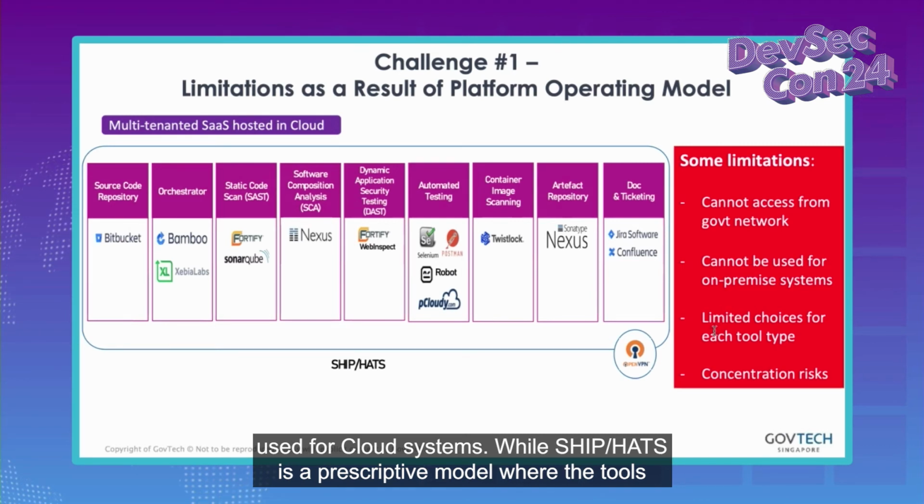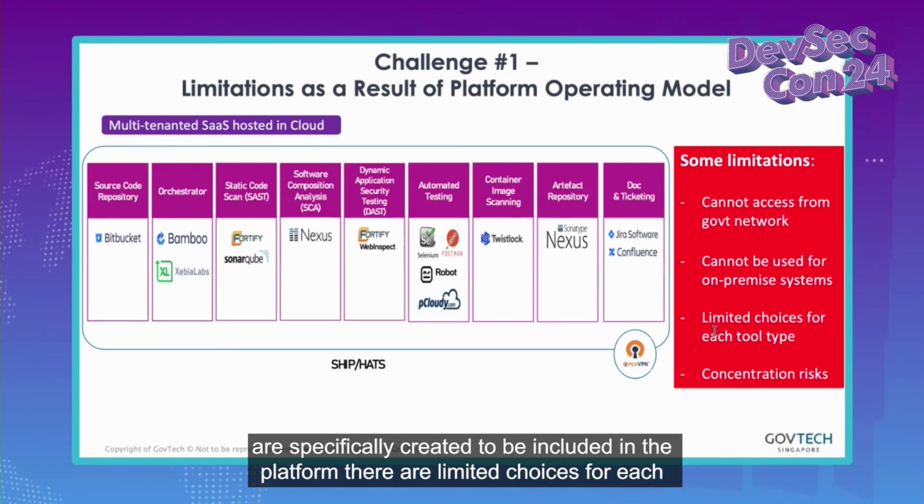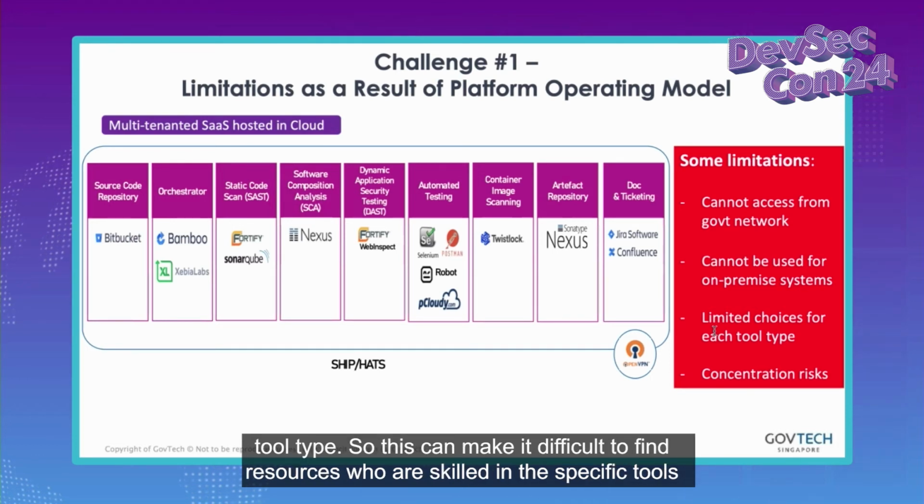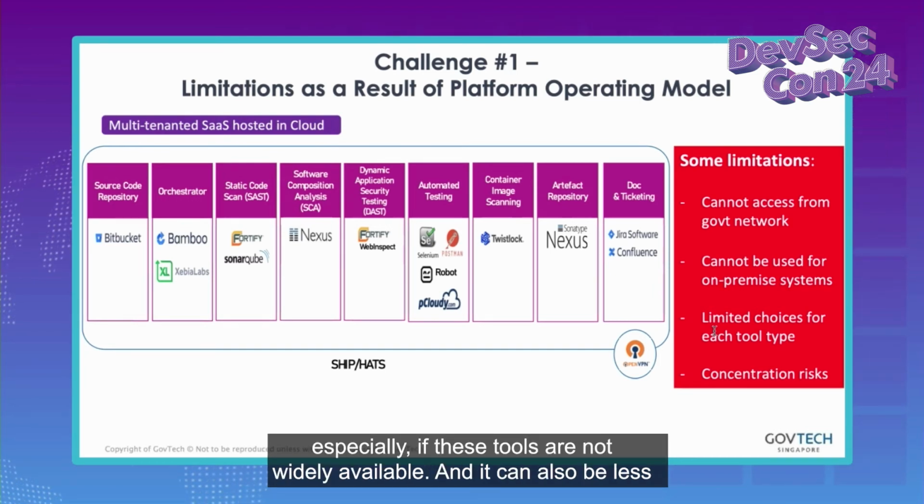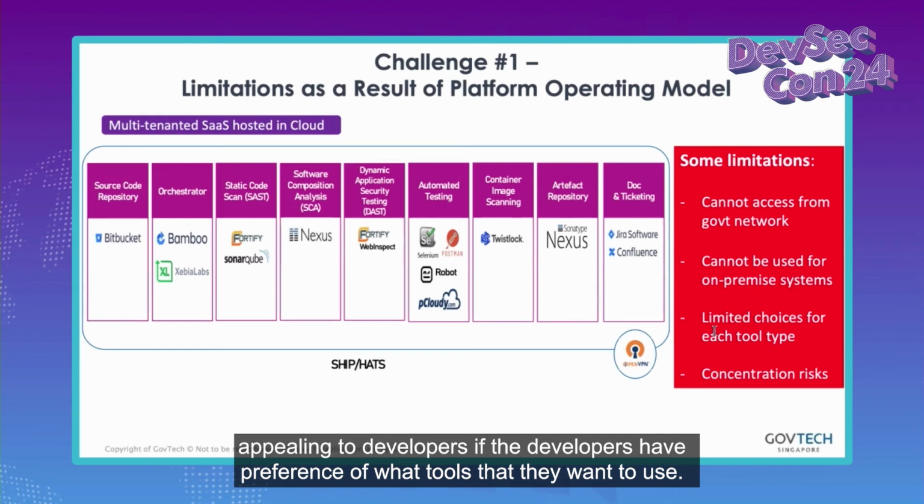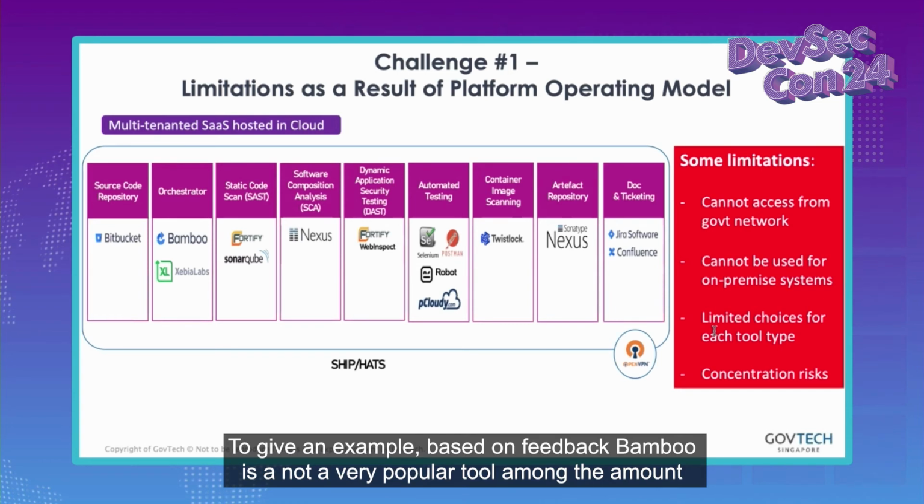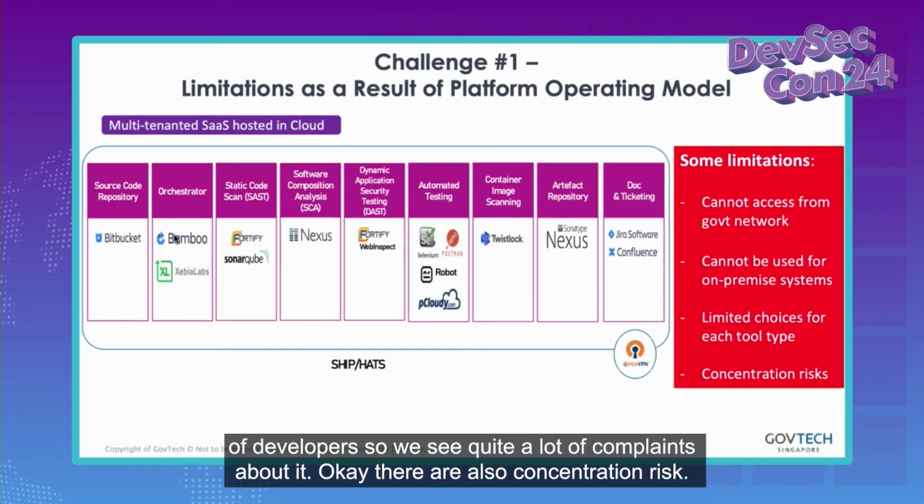While Ship Hats is a prescriptive model where the tools are specifically curated to be included in the platform, there are limited choices for each tool type. So this can make it difficult to find resources who are skilled in the specific tools, especially if these tools are not widely available. It can also be less appealing to developers if they have a preference of what tools they want to use. To give an example, based on feedback, Bamboo is not a very popular tool among the developers, so we receive quite a lot of complaints about it.